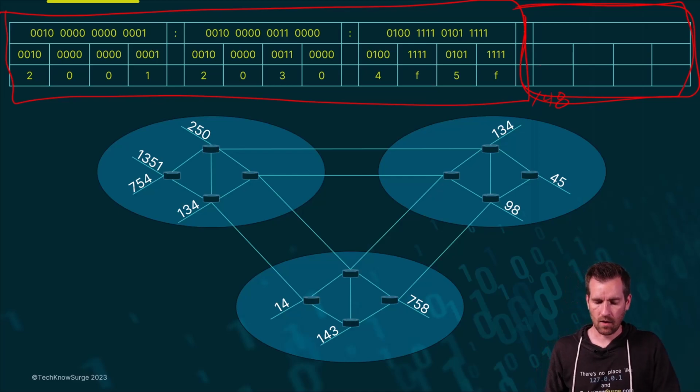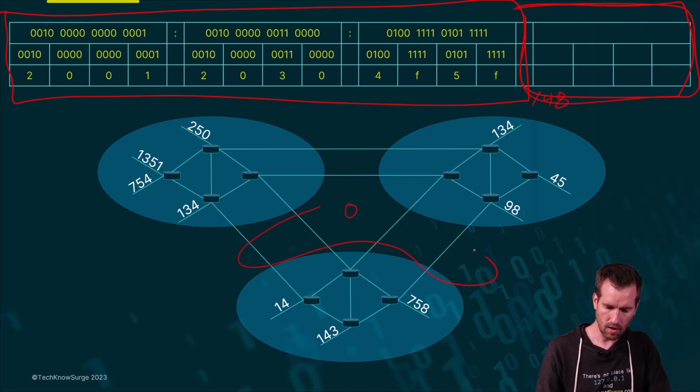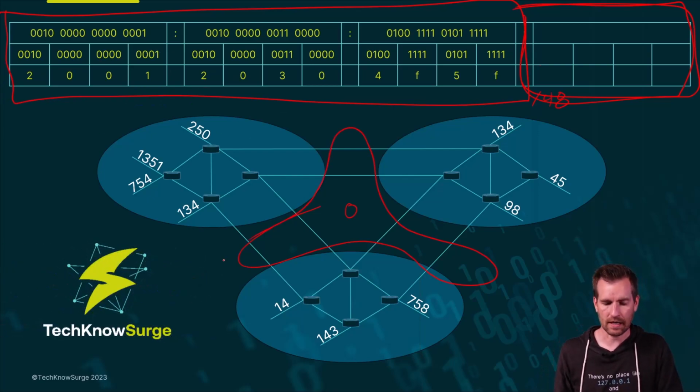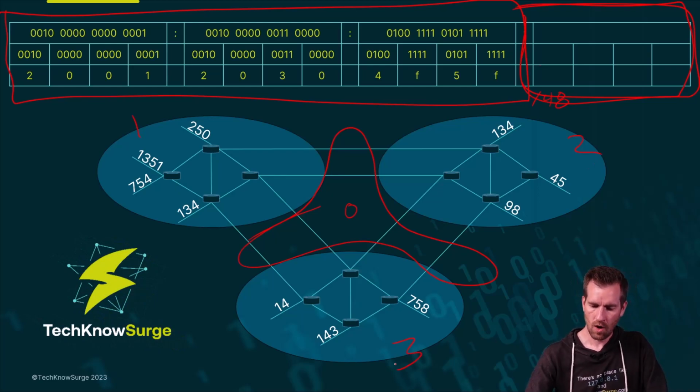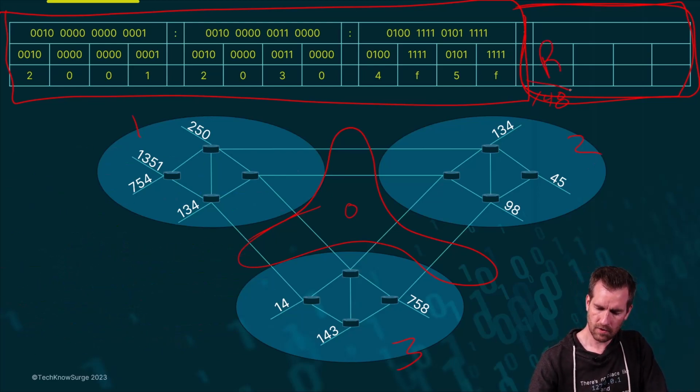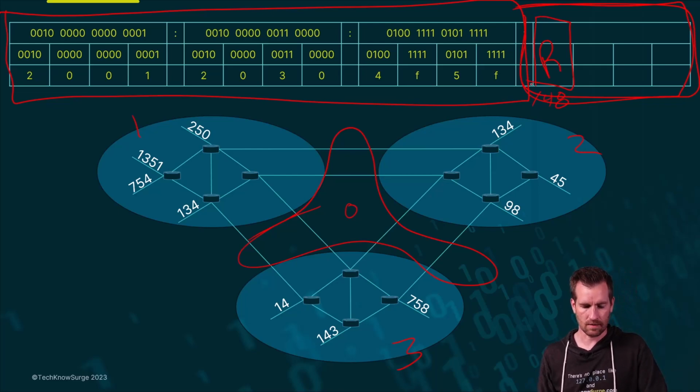So what would that look like? Well, we talked in the last one about how we did have different regions. We have a 0 region, which is everything in between. We've got a 1, 2, and 3 region. So we're going to use this first nibble here for the region.